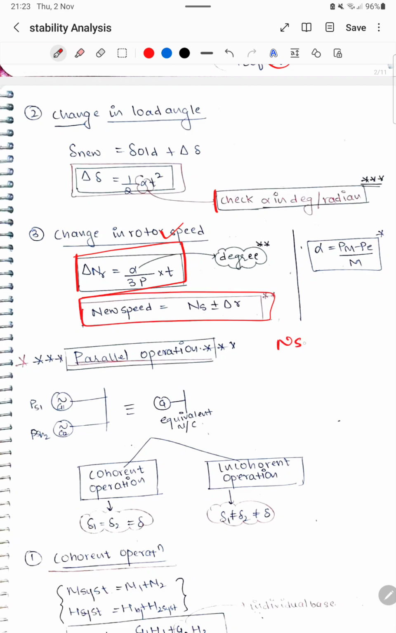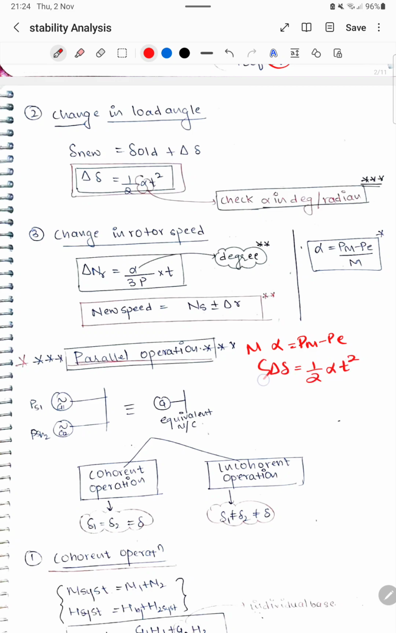So that will be nothing but new speed is ns plus or minus delta nr, that is change in rotor speed. So basically we have seen three major formulas here. One is Swing's equation. So swing equation is nothing but M alpha equals Pm minus Pe. Second is change in delta, that is d del equals half alpha t square. We've seen here that del new is nothing but del old plus del, wherein we need to substitute the value of alpha in same units as the delta as del.